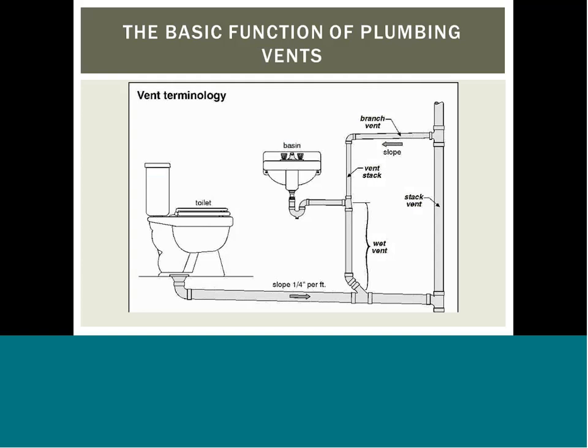Every fixture is required to have an internal or external trap. Double trapping is prohibited by plumbing codes due to its susceptibility to clogging. With exceptions, every plumbing fixture must have an attached vent.